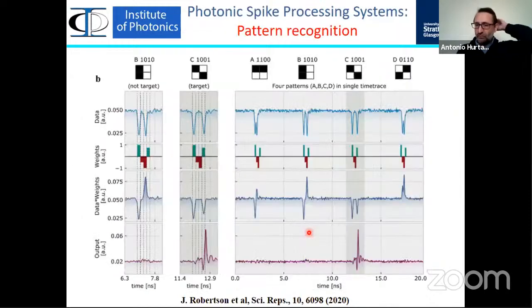We have used this recently also for pattern recognition. So we can put patterns like 4-bit patterns here, for example, and apply a weight matrix and program our system so it only fires a spike upon the arrival of one of these specific patterns, in this case, pattern C. So you will see that we put these patterns A, B, C, and D with different combinations of bits, but the system is only programmed to fire a spike when this particular pattern arrives. And again, this is high-speed operation, so these bits are encoded with 80 picosecond pulses, and the spike fired is about 100 picoseconds long.